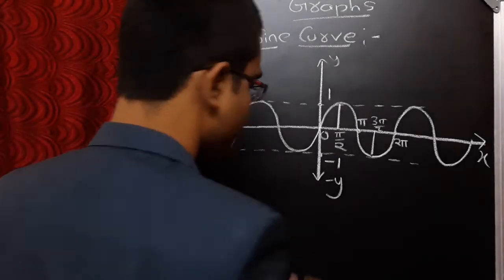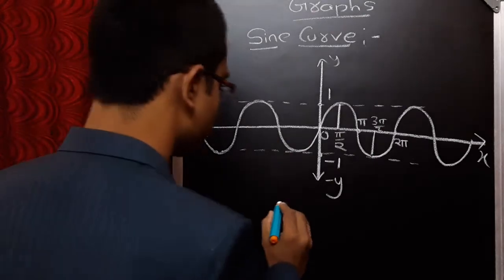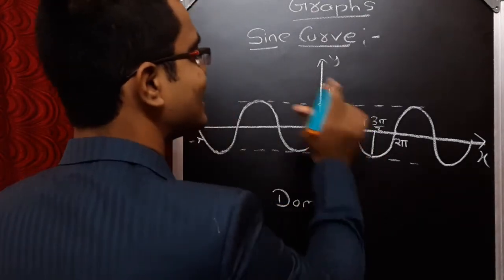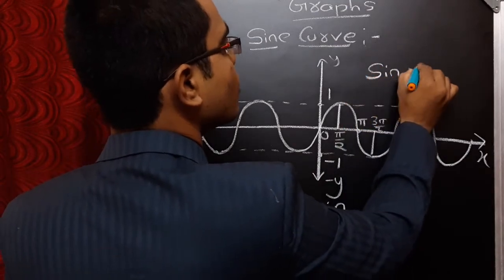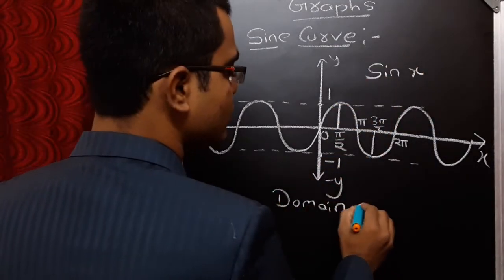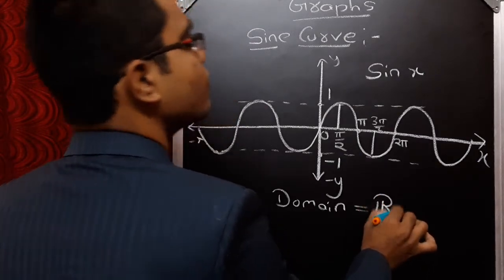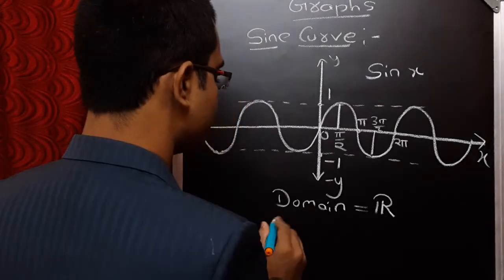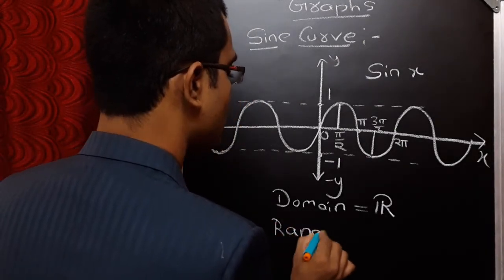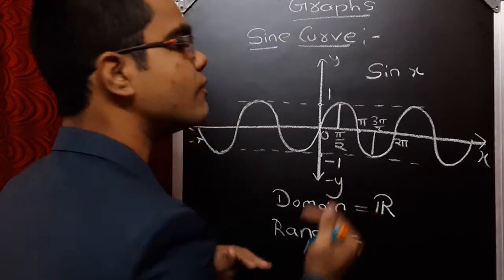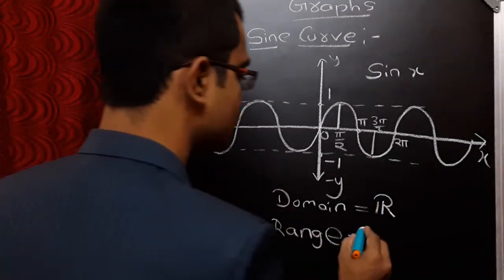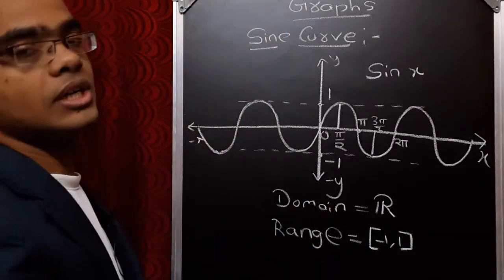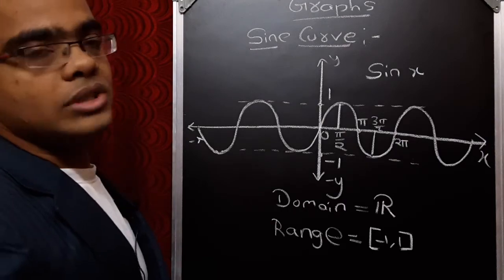Now let us see the domain and range. The domain means what values of x you can give inside the sin x function. I think the graph is not breaking anywhere, so we can give all the real numbers inside the sin x function. Next, coming to range, between what y values is the graph always running? We can easily understand that it is the closed interval minus 1 to 1, because minus 1 and 1 are also included. Sin 90 is 1, sin 270 is minus 1.